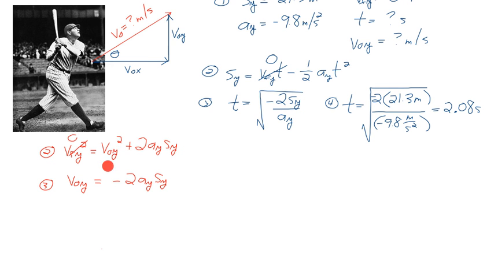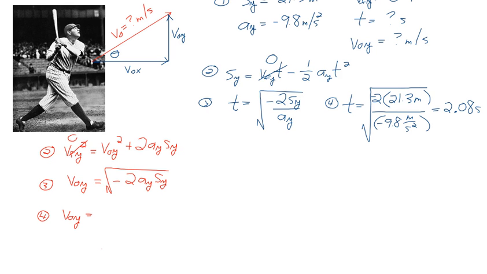So I want the square root so I can get VOY. So that's going to be the square root of minus 2 AY SY. And if we plug in the numbers, we're going to get VOY. Now VOY, whenever you take the square root, it's always plus or minus. But I know if I look at my picture that it's going to be plus because it's up. I mean, you could have it down, right? If Babe Ruth hit a ground ball, then it would be down. The vertical component would be down, but he hit it up into the air.